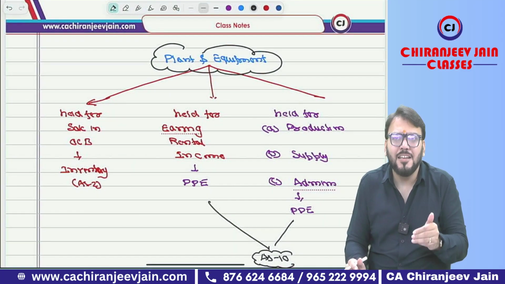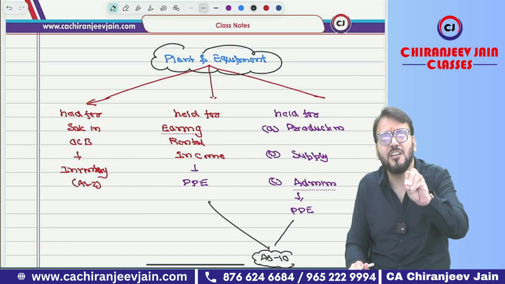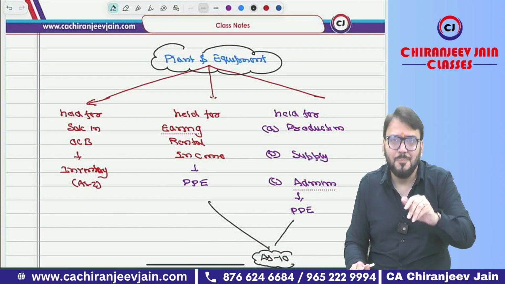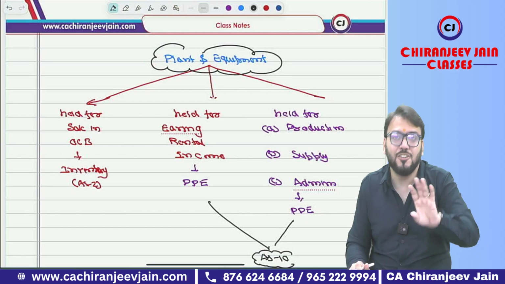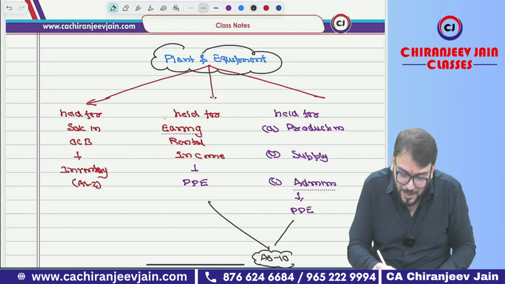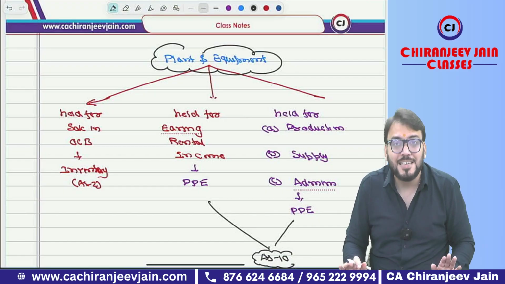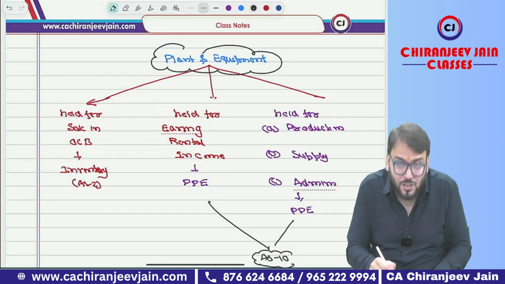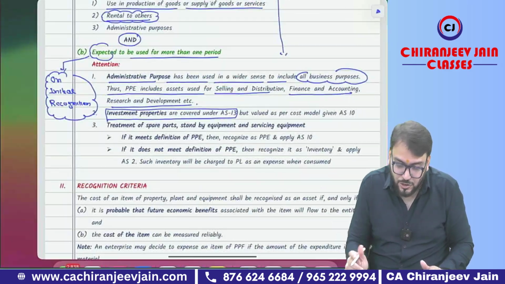Now, of course, plant and equipment cannot be held for capital appreciation. Have you seen anyone invest in plant or computer for capital appreciation? Plant, equipment, the value will decrease. It will never increase normally. Normally, no one will invest in plant and equipment. Only land and building can be held for capital appreciation, and therefore that term has not been added here. Are you able to understand? Yes, sir. That also you have understood.